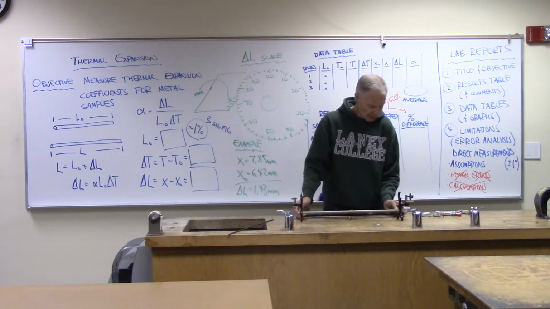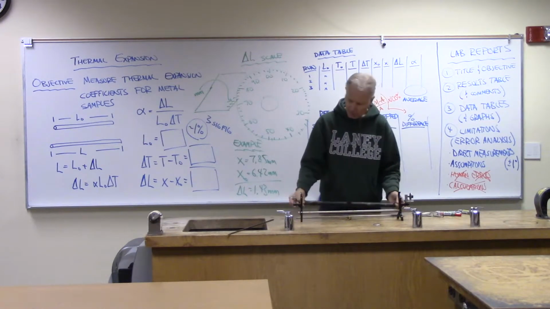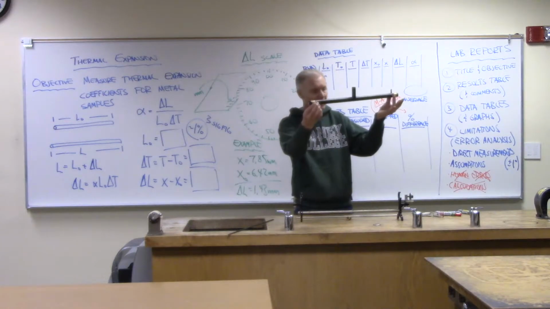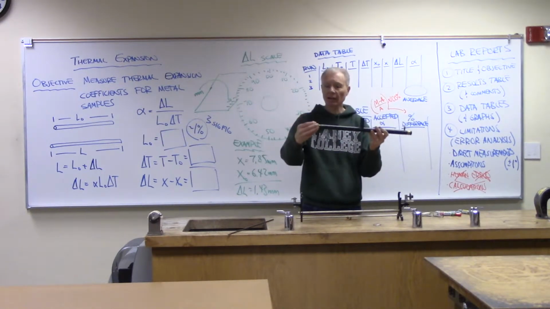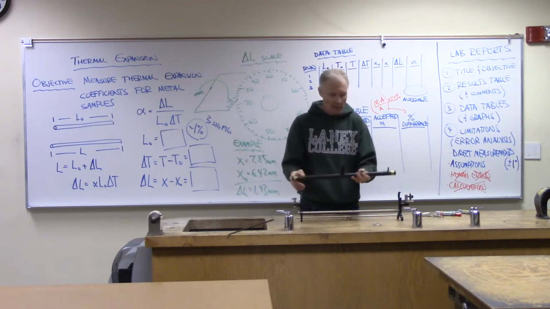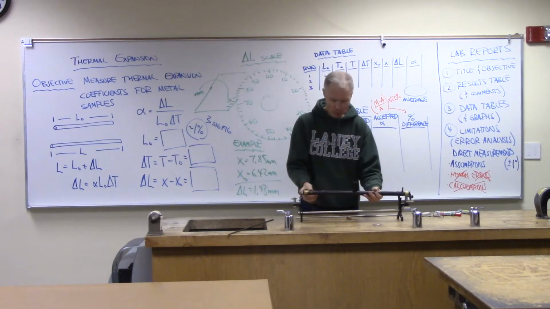So here's what the setup looks like. I've got my metal sample inside, I think it was the aluminum one, that I've placed inside here. I've got rubber stoppers on both sides. I'm going to place it back in this support structure.